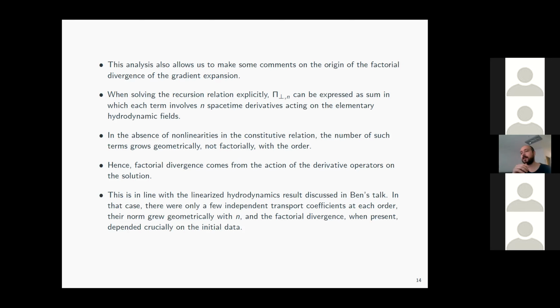Okay? You can think of this as being in line with the linearized hydrodynamics result that Ben discussed in his talk yesterday. In that case, there were only a few independent transport coefficients at each order, whose norm grew geometrically. So the factorial divergence, when present, was totally due to the action of the spatial derivatives acting on the field you are evaluating the gradient expansion upon.